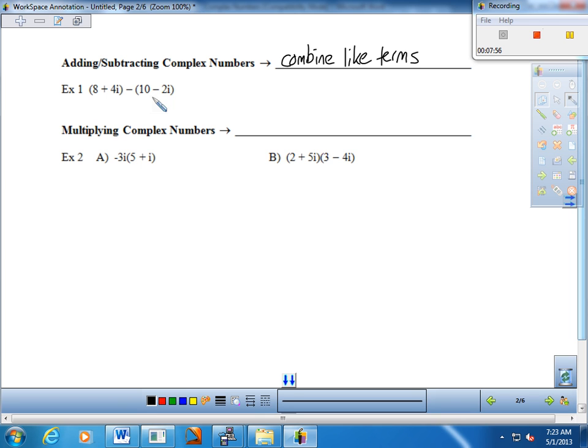So in this case, I have 8 plus 4i as one complex number, and then I'm going to take away 10 minus 2i as a secondary complex number. And again, in terms of subtraction here, I just need to work with the real parts and the imaginary parts. So I have 8 units, I'm taking away 10, so negative 2 in terms of the real part of our complex number. I have 4i, I take away negative 2i, subtracting a negative is just like adding a positive, so 4i minus negative 2i should be 6i. And that's really all that's required right there.